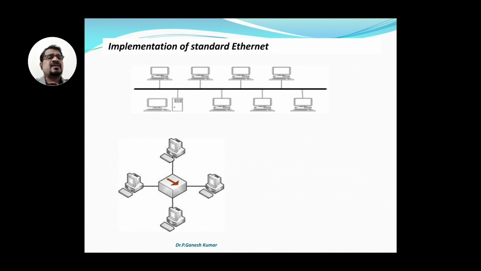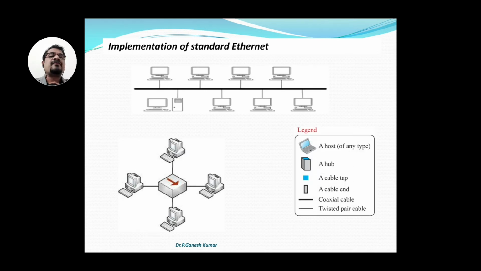Implementation of standard Ethernet. How can we implement the standard Ethernet? For example, here we have mentioned two types of standard Ethernet implementation. The first one is a bus topology. There is one common channel, all the stations are connected to it, and the data exchange happens over it.